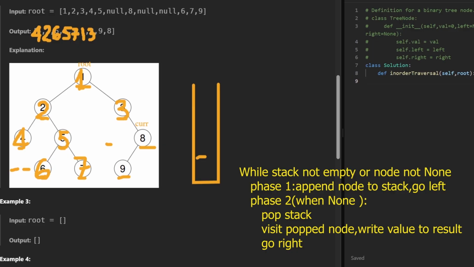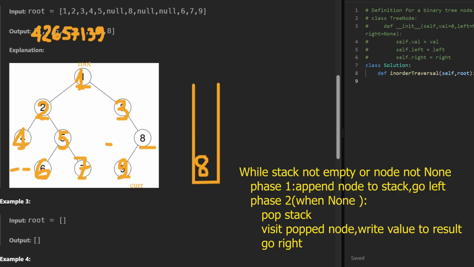Append node value 8 to the stack before moving curve left. Append node value 9 to the stack before moving curve left. Curve is none, no more left. Phase 2. Pop the stack and point curve to the pop node 9. Write value 9 to the result and move curve right.